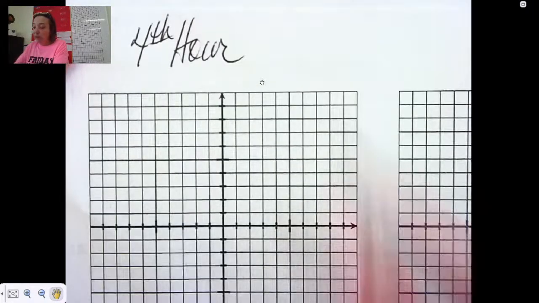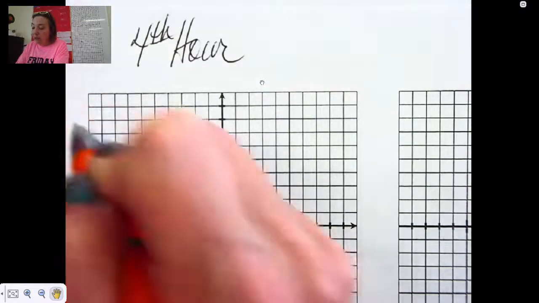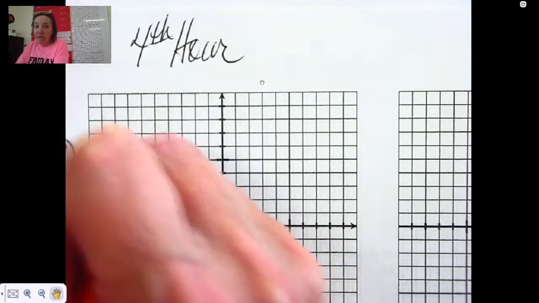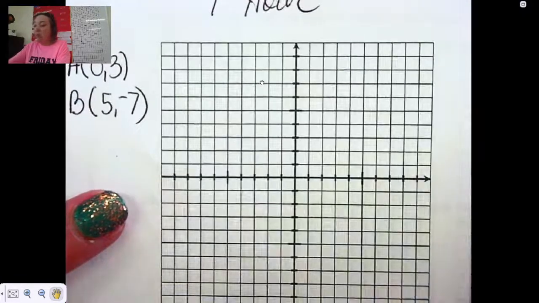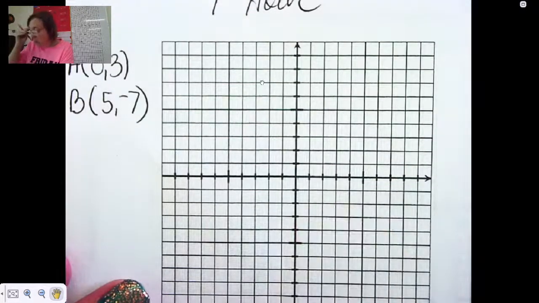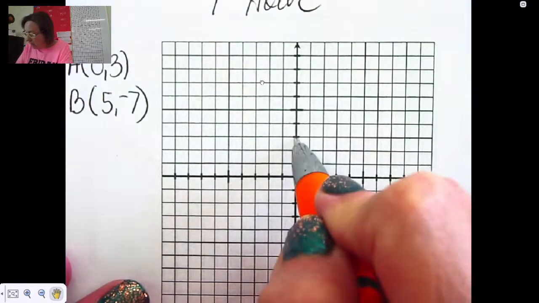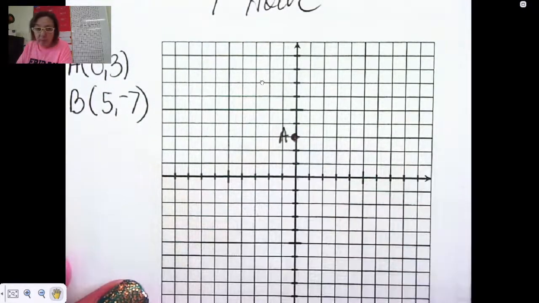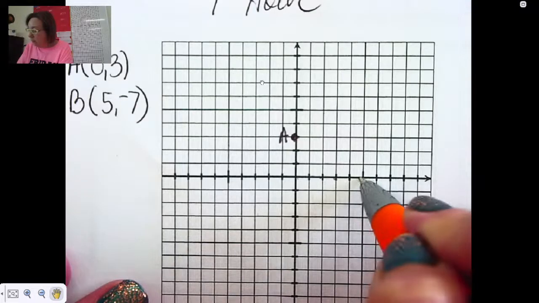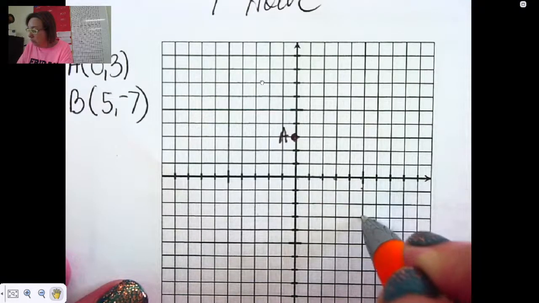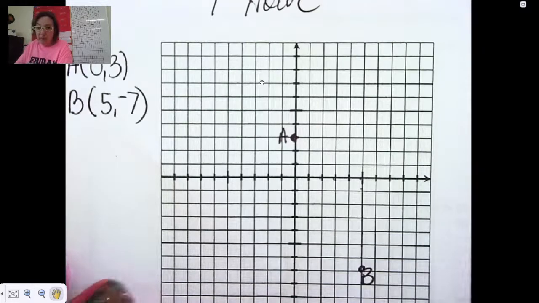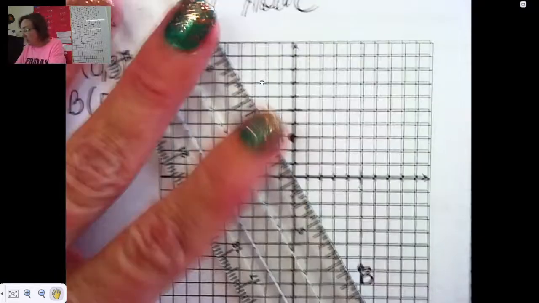We need to graph point A, which is 0, 3, and point B, which is 5, negative 7. So 0, 3, and 5, negative 7. We're going to graph those points and draw that line. Okay? So 0, 3 would be 0, and then up 3, that's going to be point A. And then 5, negative 7, 1, 2, 3, 4, 5, and then down 7, 1, 2, 3, 4, 5, 6, 7. That's B.